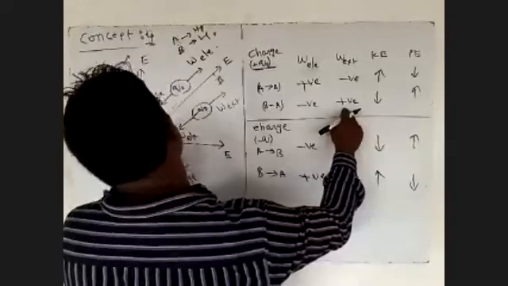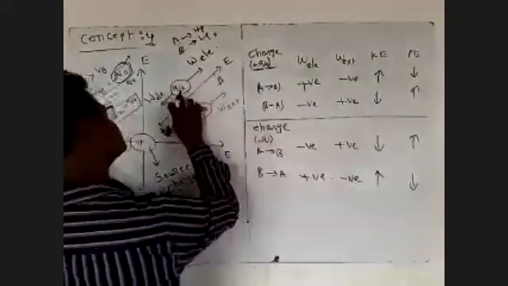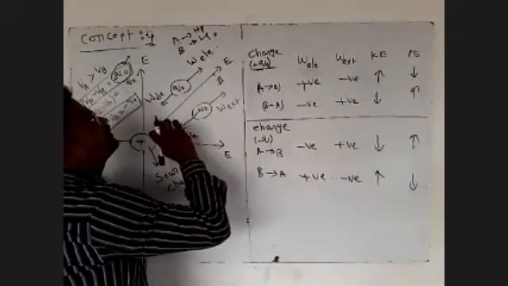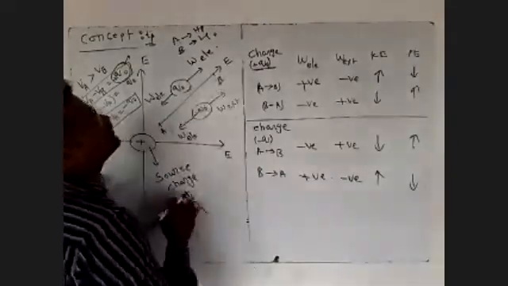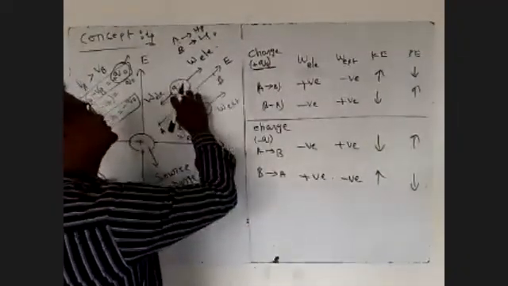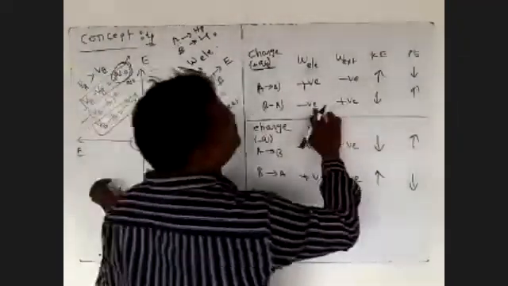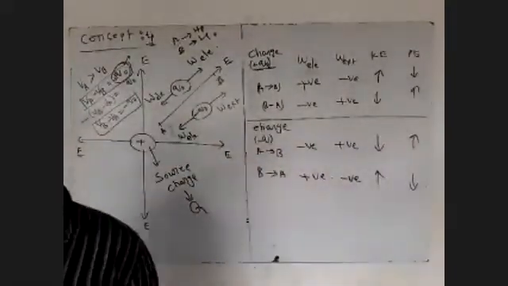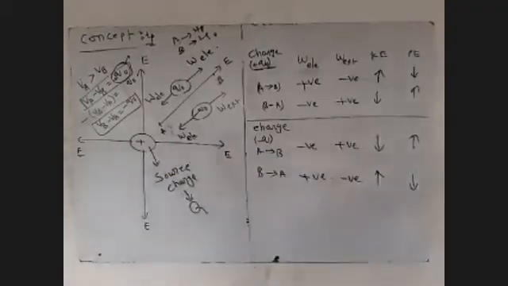We are taking external, meaning the charge Q naught is moved from B to A. But actually the charge moves away toward the negative, so we are taking the opposite direction. So this is concept number 4. Next, I'm going to explain concept number 5.